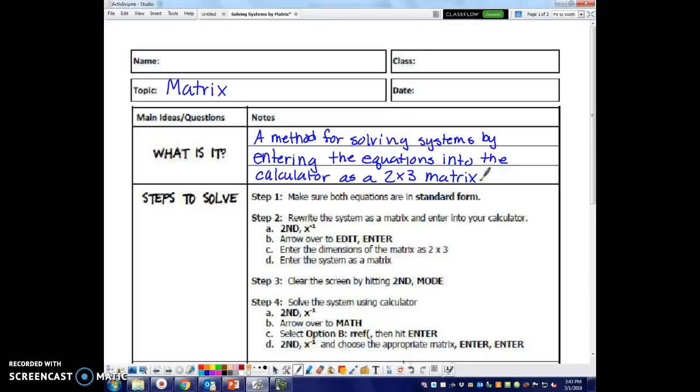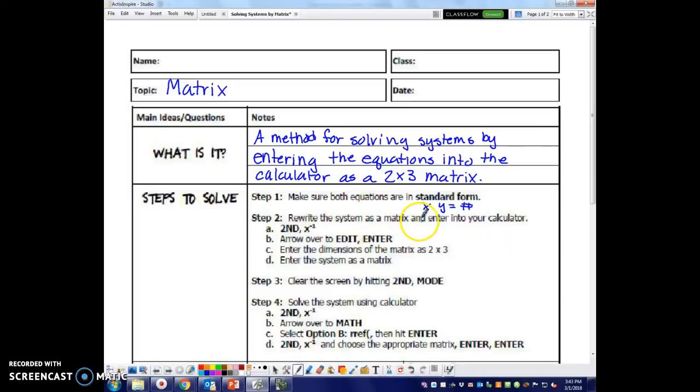Okay? So, the steps are here. You might need this as you're doing it a couple times. It'll get easier the more you do it. It is a lot of steps at first. Okay, so do it with me. Be sure every button I push on the calculator, you push too. First, make sure both equations are in standard form. That means x, y equals number. They have to be an x, y equals number.